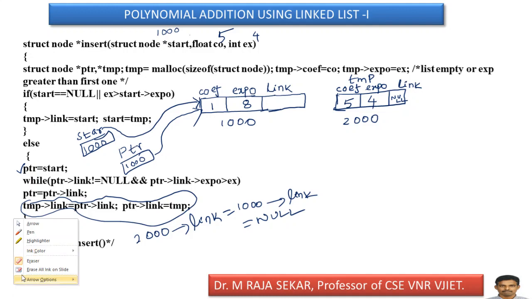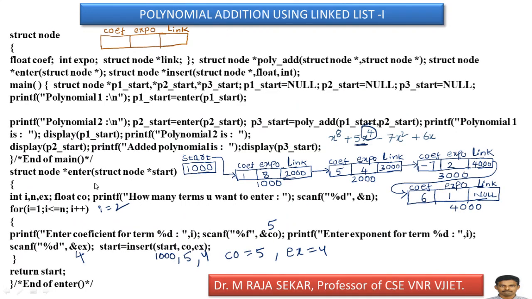Let me choose pen first. Yes, this particular code ptr->link = tmp. PTR means what? 1000. 1000 link equal TMP means 2000. Therefore, I must write here 2000. Automatically, it will search for a node whose address is 2000. Return start. What is my start value here? Start value is still 1000. Therefore, I will go back.